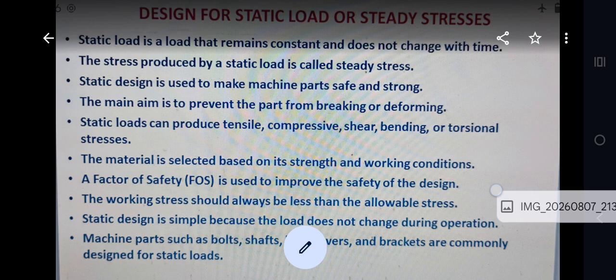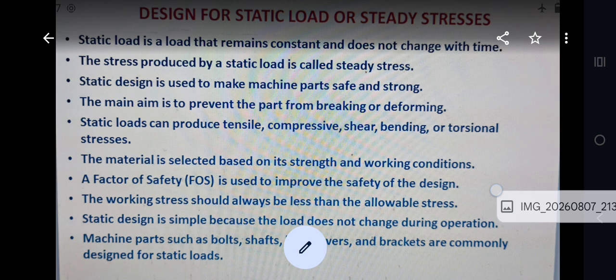Suppose the working stress is 150 megapascal and the allowable stress is 120 megapascal, then the design is not acceptable because your working stress is more than your allowable stress. So we want to look seriously into it. We have to increase the component size, select a stronger material or otherwise modify the design.